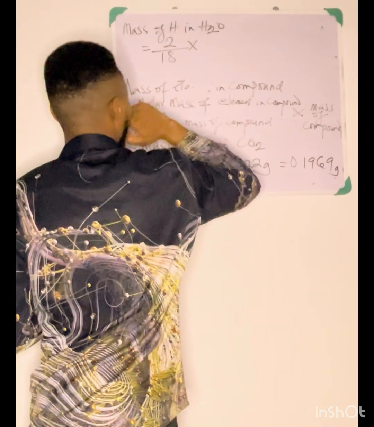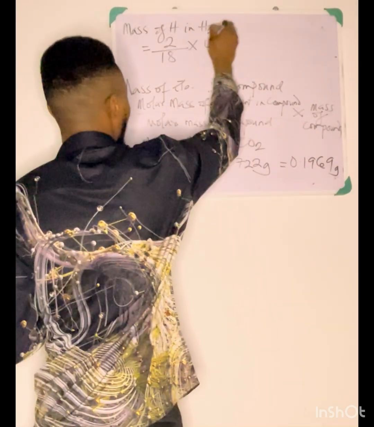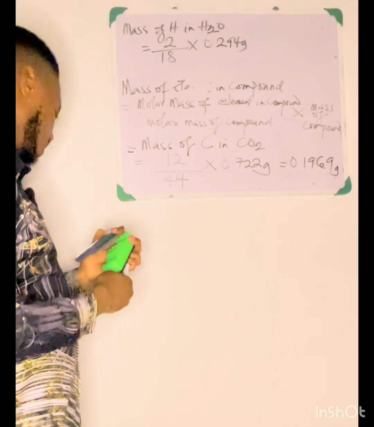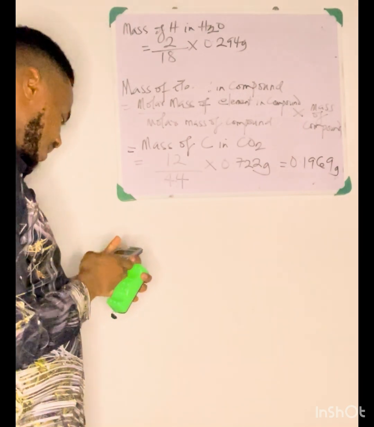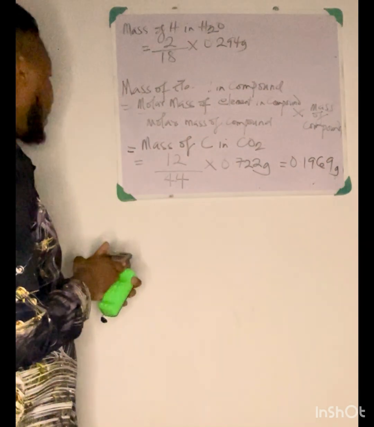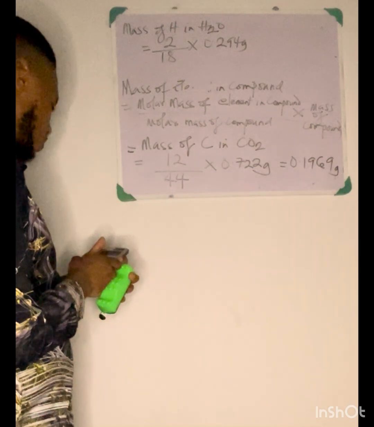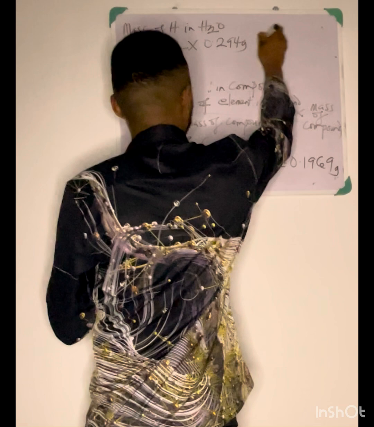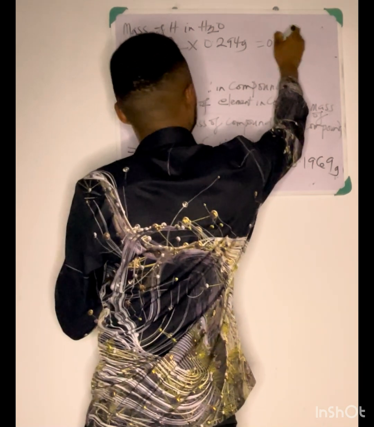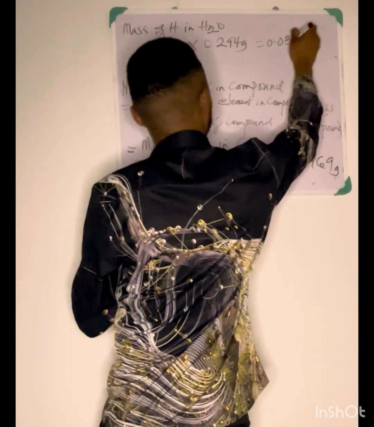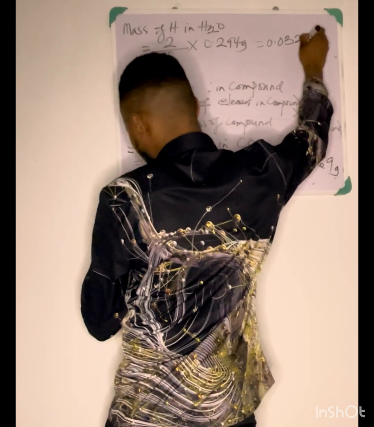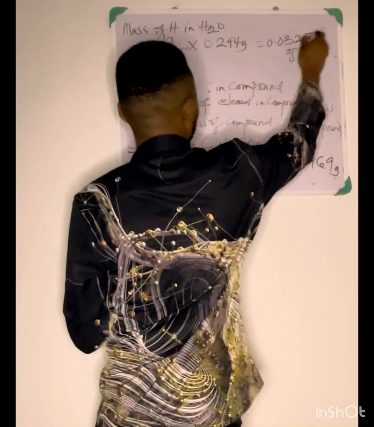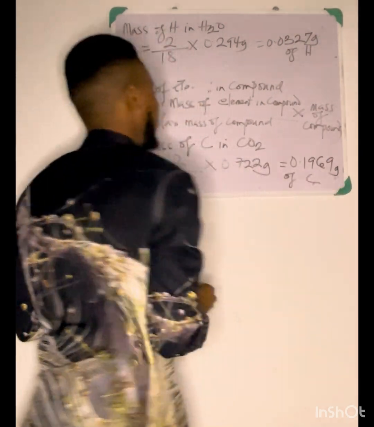Then times the mass of the compound that was given to us in the question, which is 0.294 grams. Hope you haven't forgotten. All right, so we say 2 divided by 18, then times 0.294. What we have here is equal to 0.0327 grams of hydrogen. The other one was of carbon.